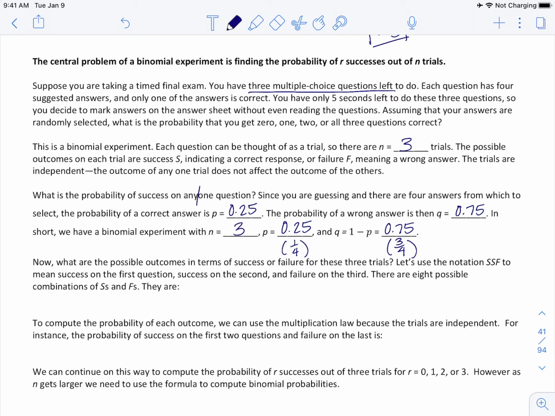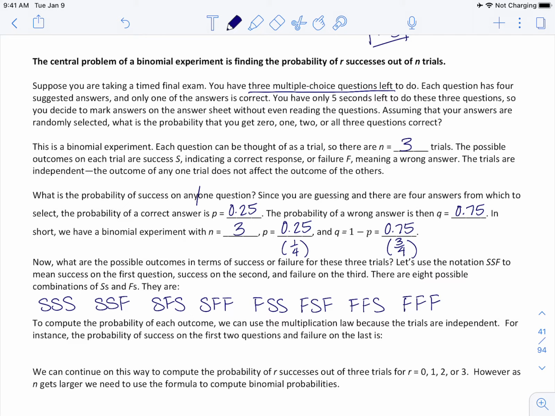Now, what are the possible outcomes in terms of success or failure for these 3 trials? Let's use the notation SSF to mean success on the first question, success on the second, and failure on the third. There are 8 possible combinations of S's and F's. So I'll write these out. We can have SSS, SSF, SFS, SFF, FSS, FSF, FFS, and FFF.